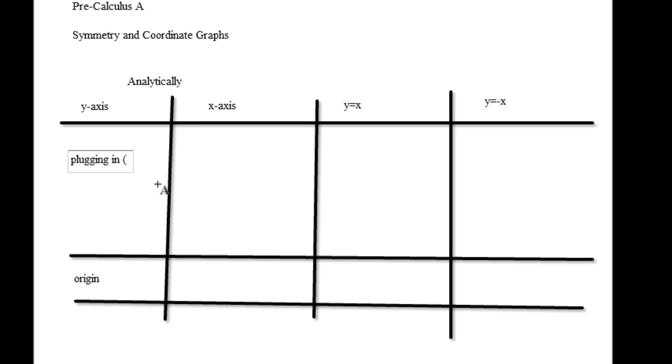So y-axis symmetry: plugging in a comma negative b doesn't change the function. In other words, if I took x and y and plugged in a and negative b in those respective spots and worked it all out, and I still had the same function as I did before when I just plugged in a and b. First off, I'm sorry, I should have said that in the beginning. You have to plug in a and b into your function. Now if you plug in a and negative b and the function's the same, then you have y-axis symmetry. If it's not, you do not have y-axis symmetry. Okay?